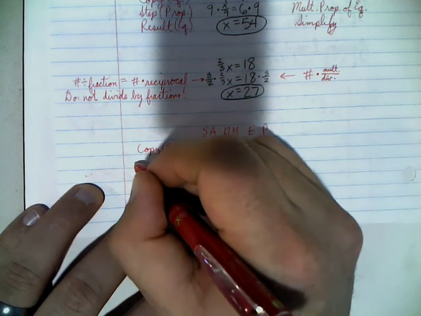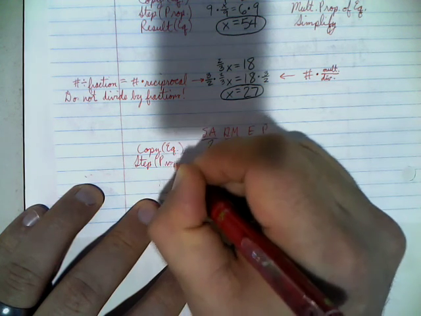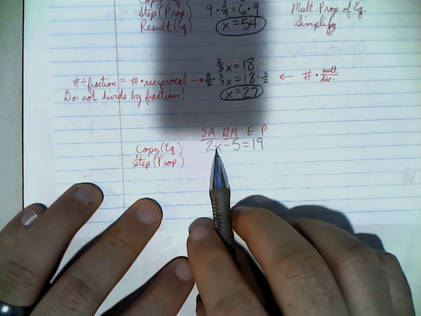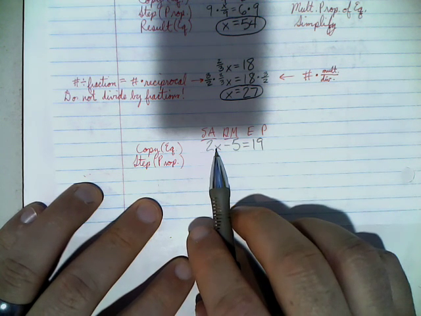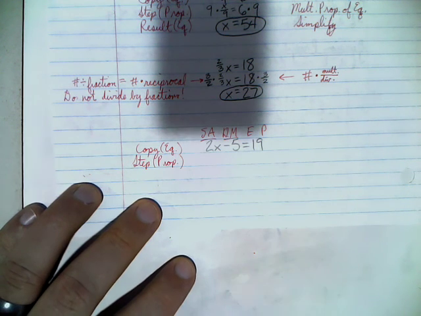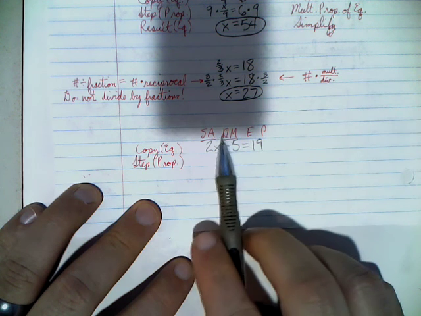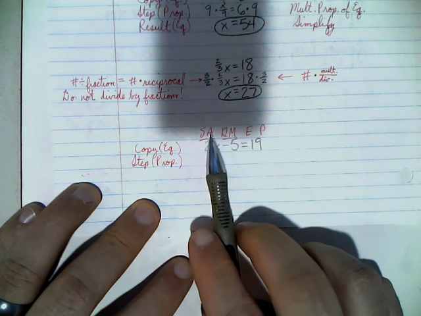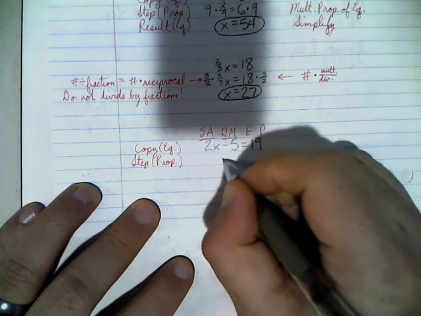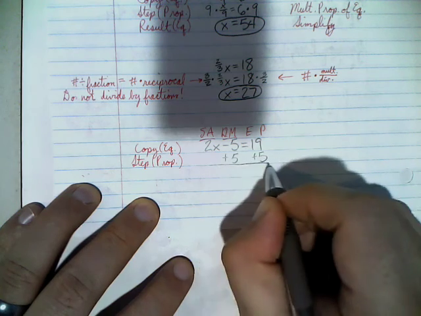And then I want my first step, which is going to be to use a property. So we've got a times 2, so we're going to have to divide both sides by 2 at some point. We got a minus 5, so we're going to have to add 5 to both sides at some point. But which one should we do first? Should we do the divide by 2 first, or should we do the add 5 first? Well, SADMAP tells us to do the add 5 first. So I'm going to add 5 to both sides first.